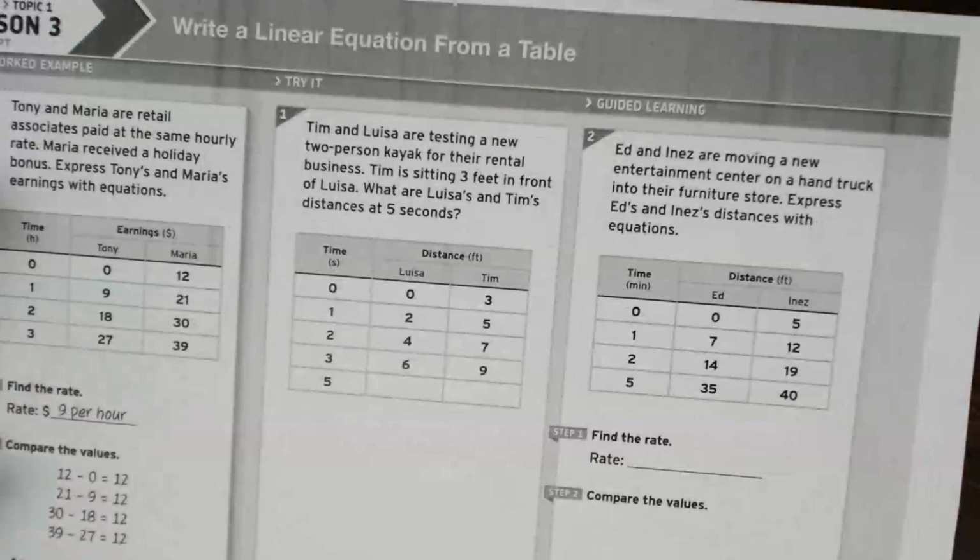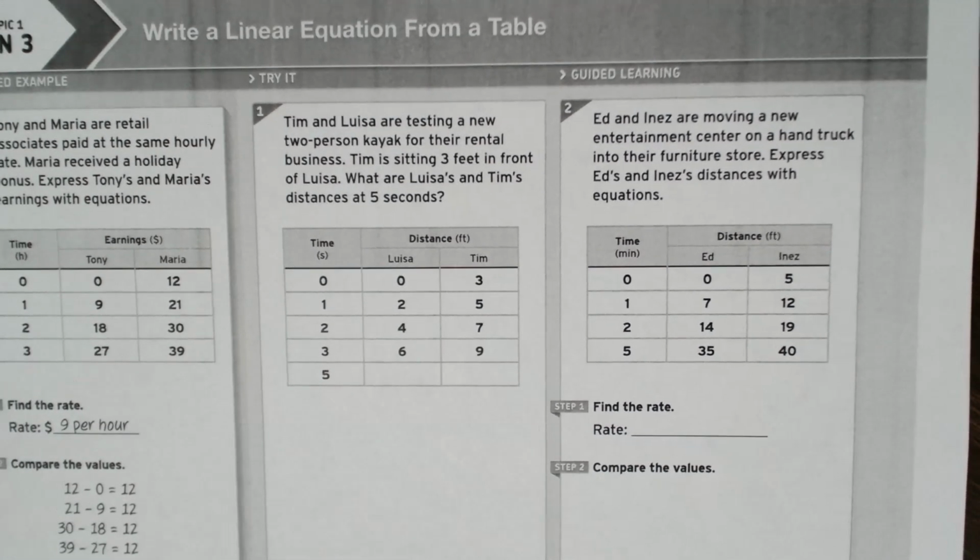Okay, let's look at this next page, which is basically the same thing, except instead of looking at a graph, we're looking at a table. Tim and Louisa are testing a new two-person kayak for their rental business. Tim is sitting 3 feet in front of Louisa. What are Louisa's and Tim's distances at 5 seconds?